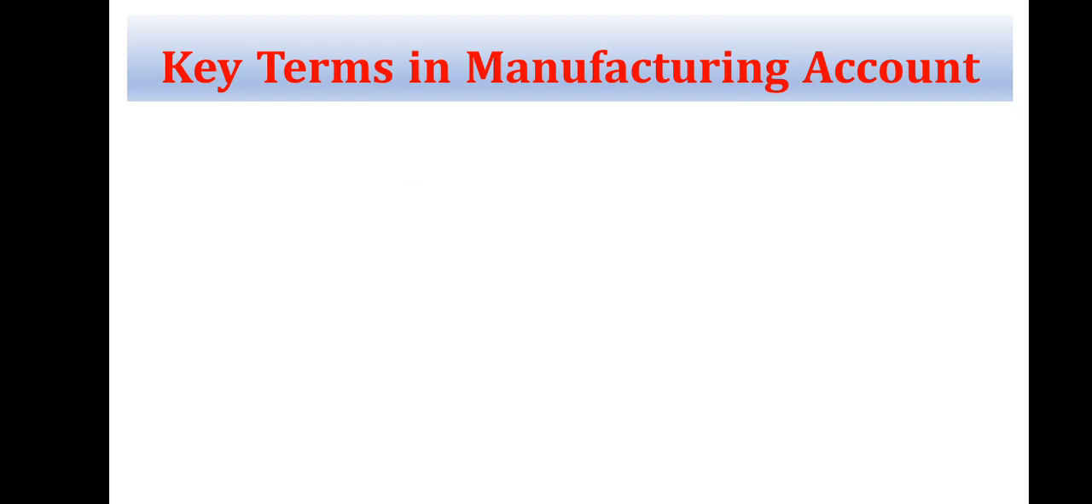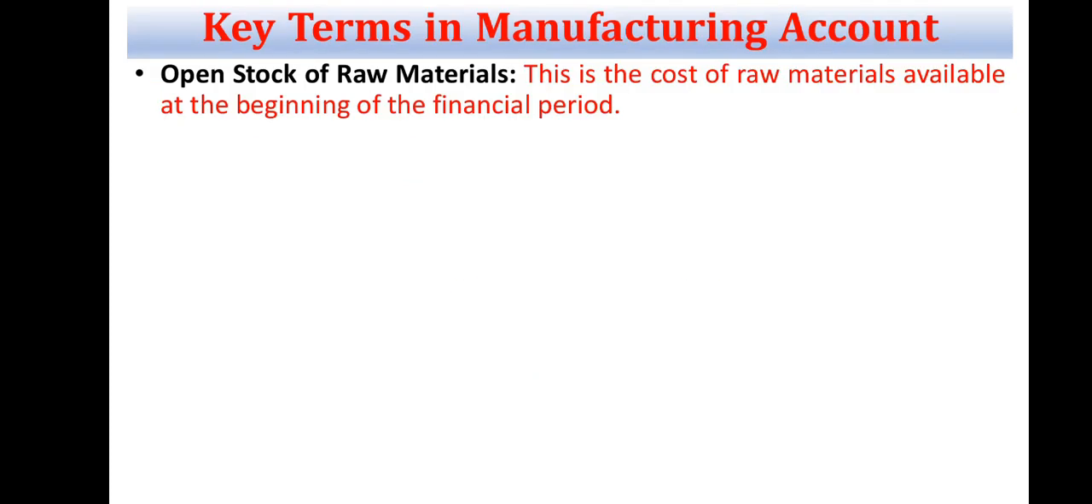So now let's look at the key terms in the preparation of manufacturing account. So the first one is opening stock. If you are talking about opening stock of raw materials, you are talking about the amount of raw materials that is available at the beginning of the year. On the 1st of January, when the company opened, the materials that are available at that time are called opening stock of raw materials. That is, this is the cost of raw materials available at the beginning of the financial period.